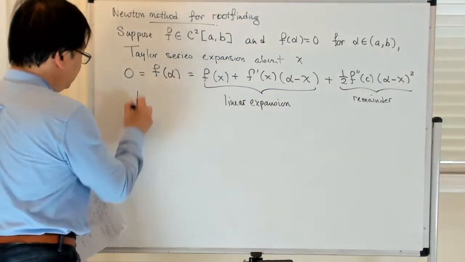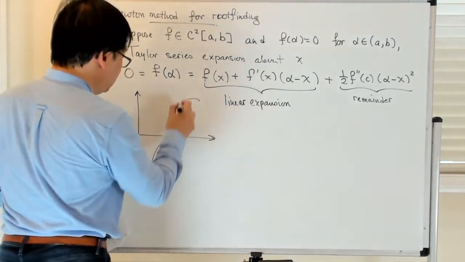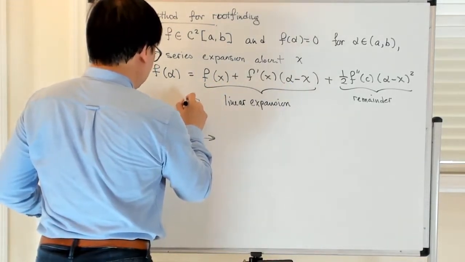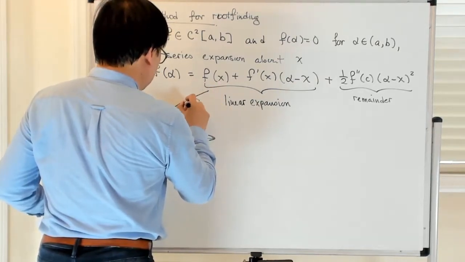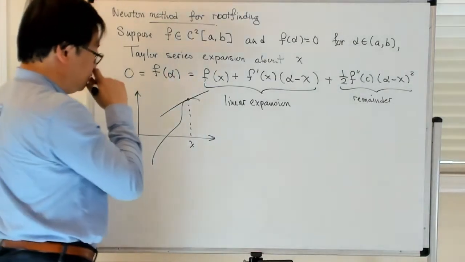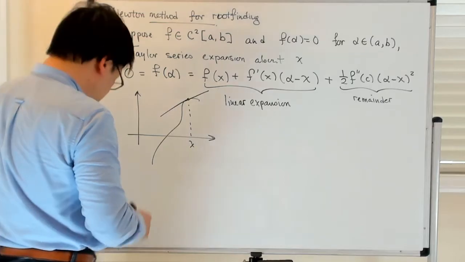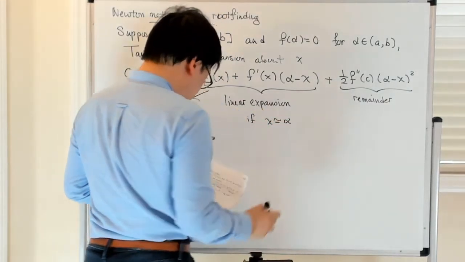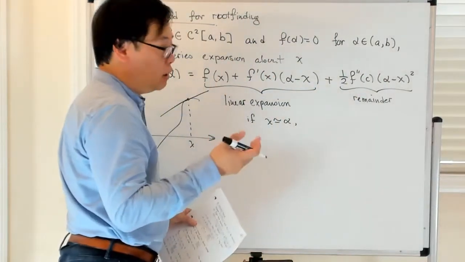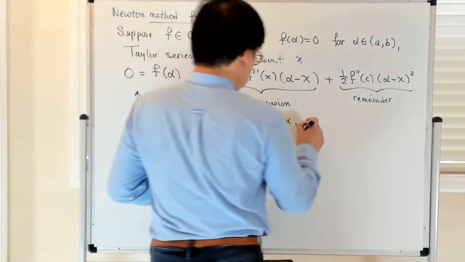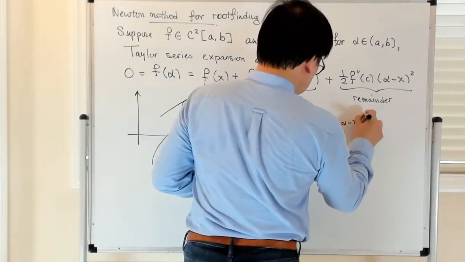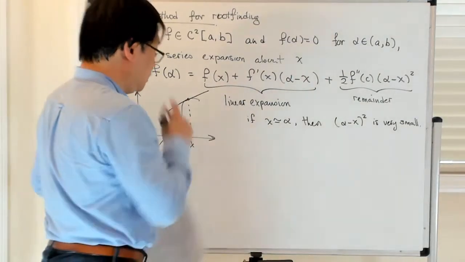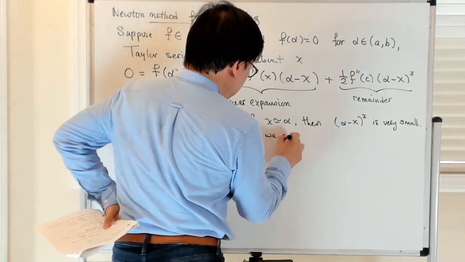Okay, so let's think about what is really happening here. What's really happening is that you have some function, let's say that is x. And what I've done here with the linear expansion is to replace that function by its tangent line, basically. Okay, and we're going to assume that if x is close to alpha, then this alpha minus x term is small, and in particular alpha minus x squared is very small. So as you might expect, I'm going to drop it. Okay, so we omit the remainder term.